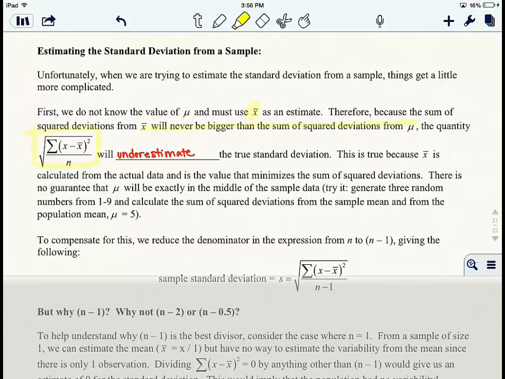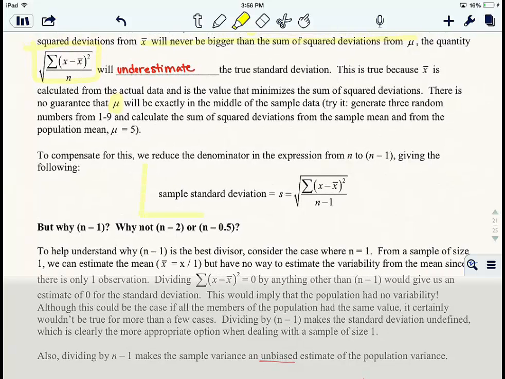There is no guarantee that mu will be exactly in the middle of the sample data. To compensate for this, we will reduce the denominator in the expression from n to n minus 1, giving us the following formula for sample standard deviation.